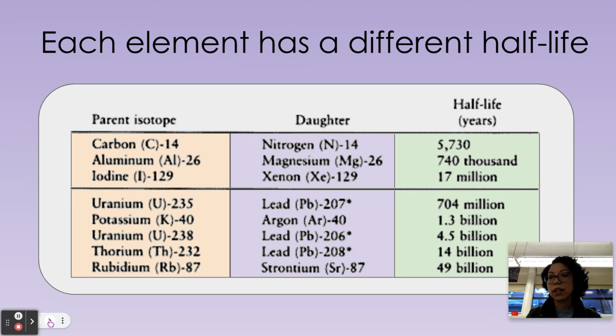And each element has a different half-life. So what this is showing is, for example, uranium turning into lead, that takes 704 million years for half of the uranium atoms in something to turn into lead. It takes that long. Okay. And this never changes. It's always that long. For radioactive iodine to turn into the element xenon, it takes 17 million years for half of those atoms to change. Okay, so you can see some of the elements have really long half-lives, like rubidium turning into strontium, 49 billion years. That's older than the universe.